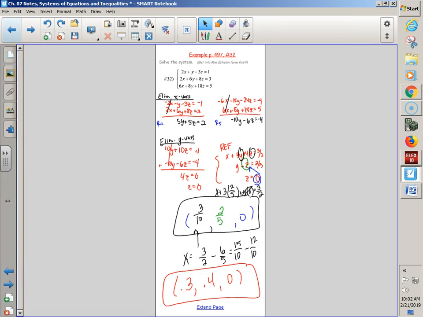Questions on the process? Questions on how we finished it? Questions on what we did? Are we okay? Let's go grade. Let's see how homework went then.